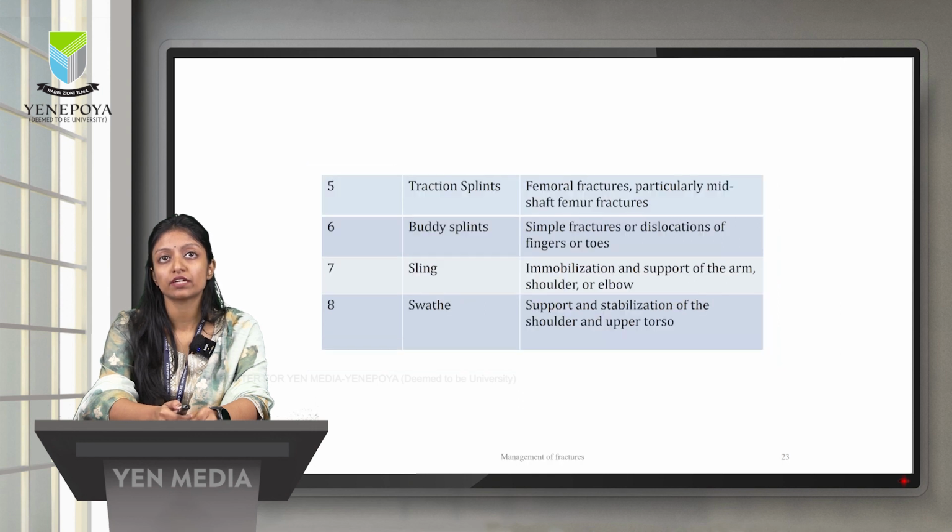Then there are traction splints. Traction splints are used for femoral fractures, mostly midshaft femur fractures. Next we have buddy splints. Buddy splints are used when there are simple fractures or dislocations of fingers or toes. Sling and swath are used together for the immobilization and support of the arm, shoulder and elbow, whereas the swath supports and stabilizes the shoulder and upper torso.